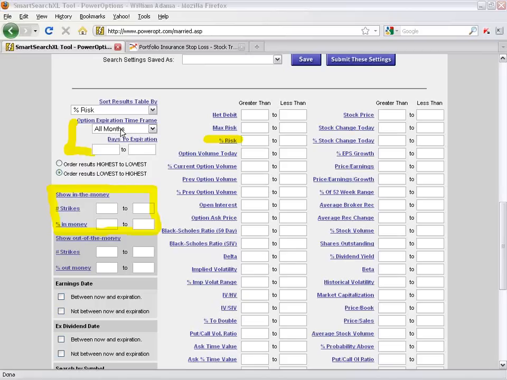So I leave my option expiration time frame at all months, and underneath I put in my days to expiration, let's just say to be between 150 to 500 or to 600, whatever your upper range is. Again, if you wanted to restrict it to go no more than a year out in time, just 150 to 365. Okay?